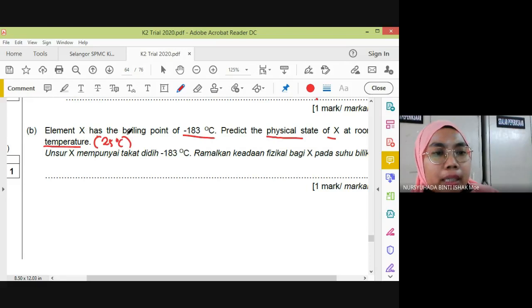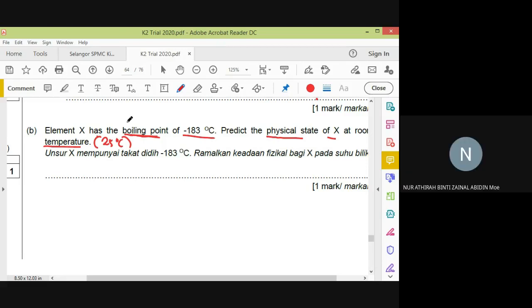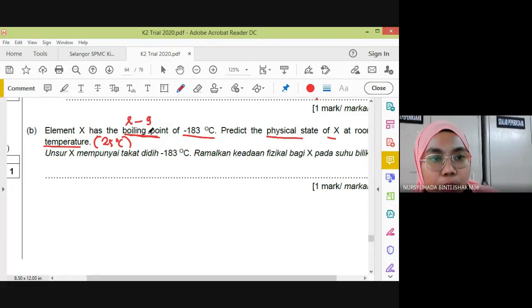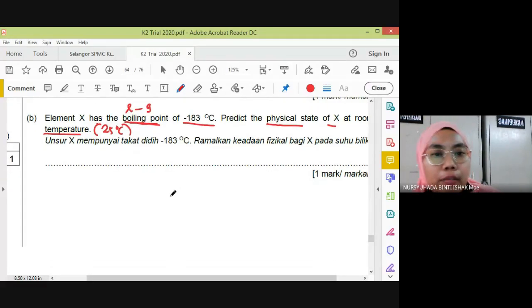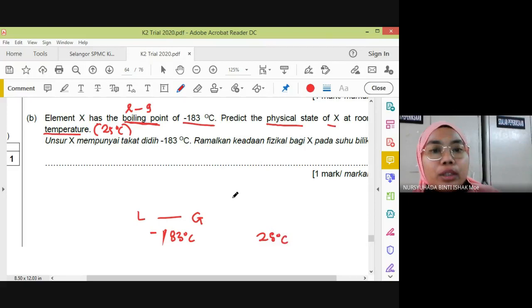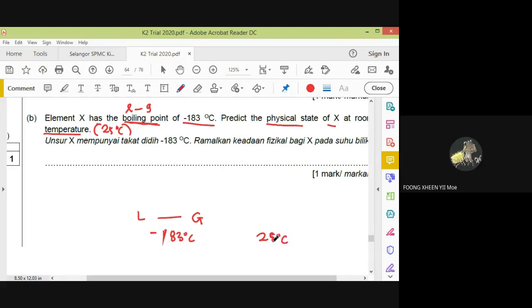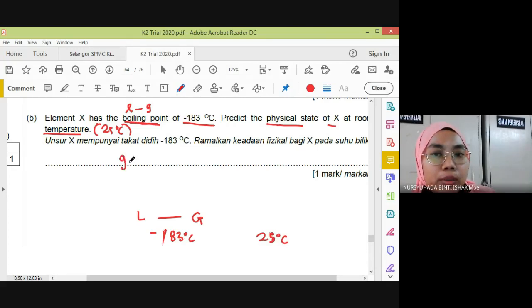Okay, element X has boiling point. Boiling point ni, what is the physical state change? Boiling point from liquid to gas. Yes, very good. So kita buatlah sini. From liquid to gas, temperature dia is -183 degrees Celsius. So room temperature is around here, betul? 25 degrees Celsius. So agak-agak what is the physical state of X at room temperature? Gas. Very good.